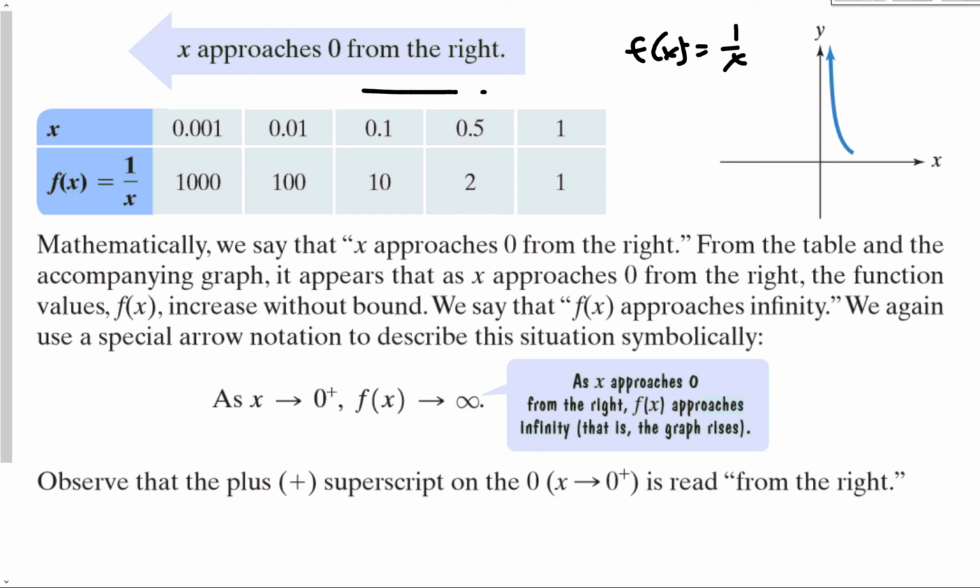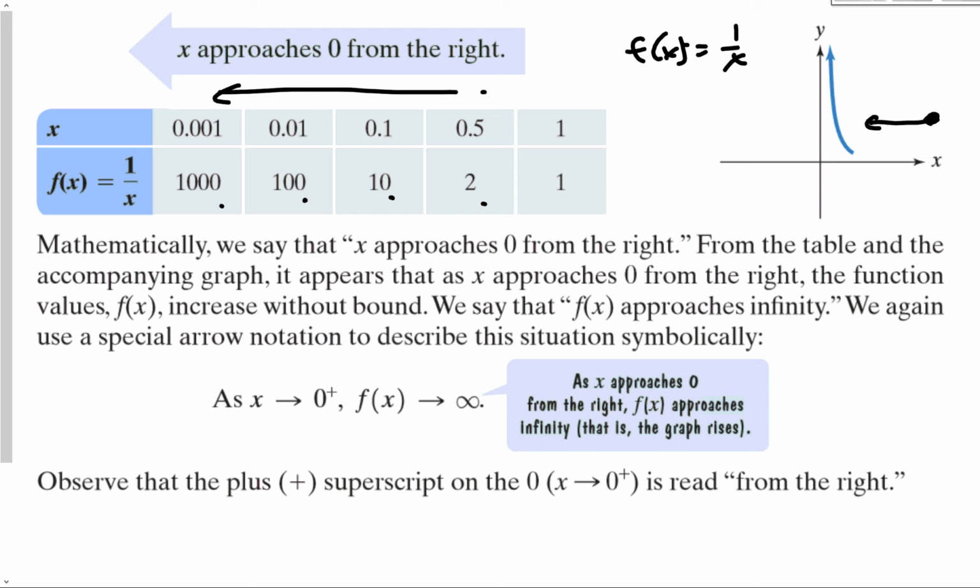So as we approach 0 from the right-hand side, as we start over here and go this way, closer and closer and closer to 0, these numbers are getting bigger and bigger, which means they're going up towards positive infinity. So mathematically, we say that x approaches 0 from the right, and from the table and the accompanying graph, it appears that as x approaches 0 from the right, the function values, f of x, increase without bound.